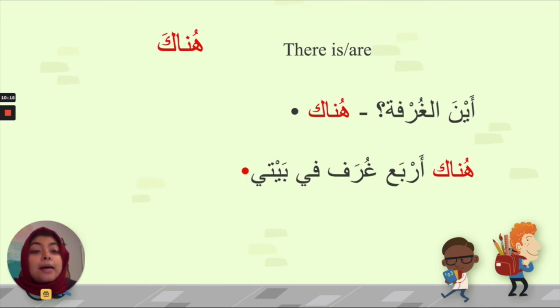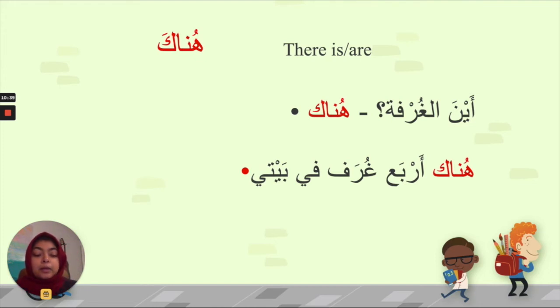Okay. هناك means there is or there are. And it can be used in the way that we have in English. There's a store there, there are people there, right? It can also be used as just the word there. Someone says, oh, where is that person? You say, hunaka, there. So it can be used in both those ways.